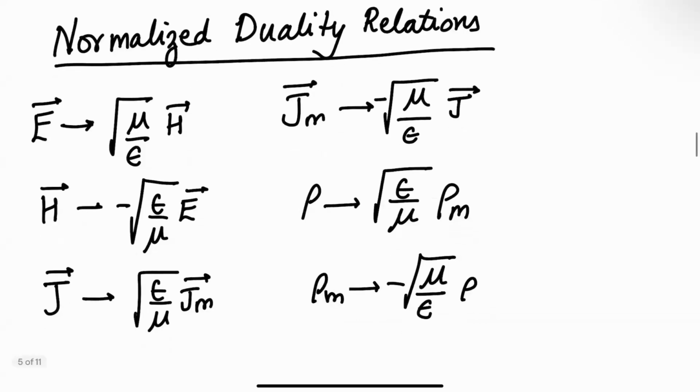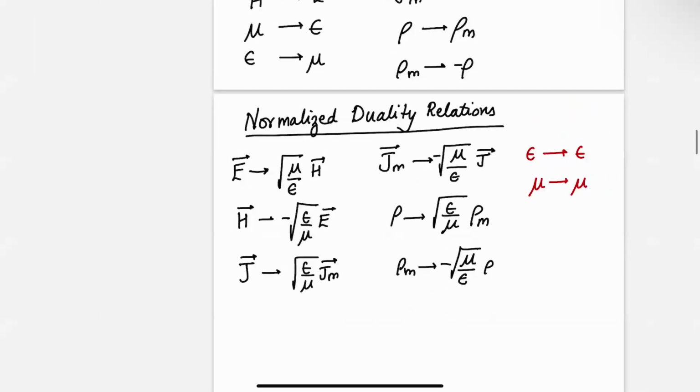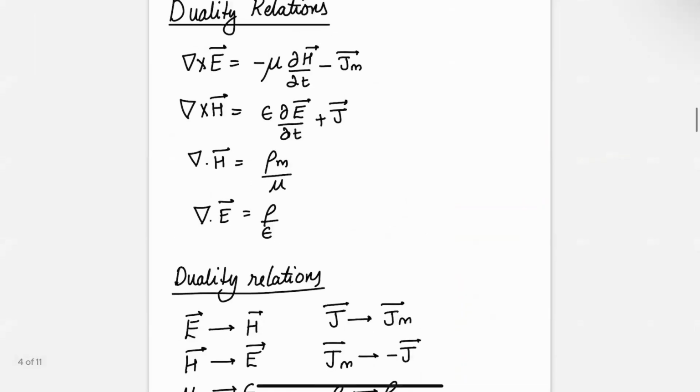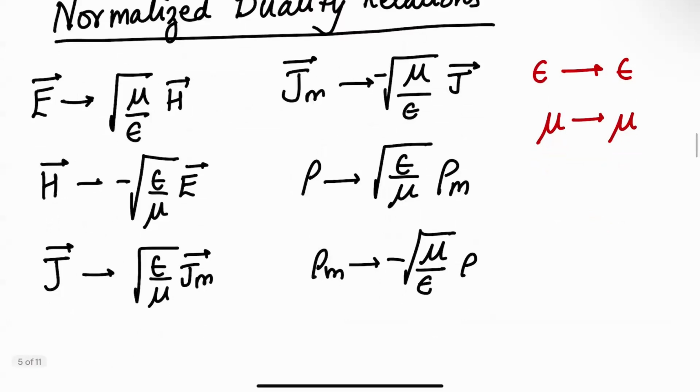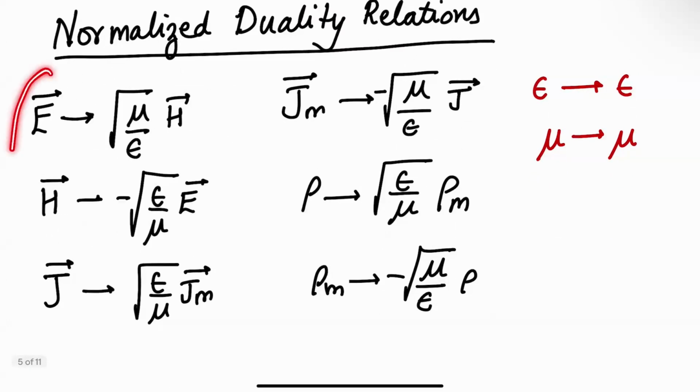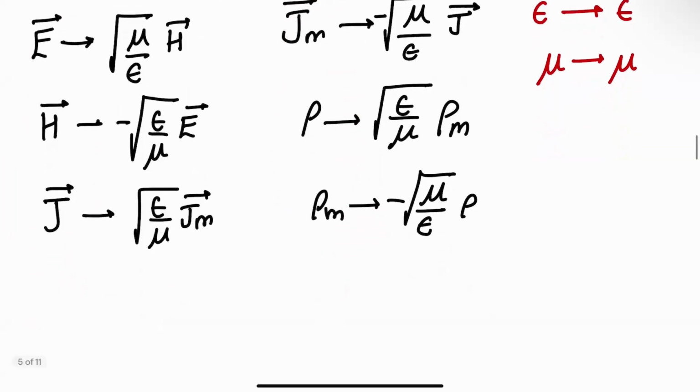When you do this, epsilon goes to epsilon and mu goes to mu, which means the medium has not changed. You can make these substitutions in Maxwell's equations and you'll see that you get back the same equations, and epsilon and mu did not need to be changed. That's very nice, and this exactly gives us what we want. We have one set of solutions, we apply these duality relations, and we automatically get another set of solutions. We get it basically for free.